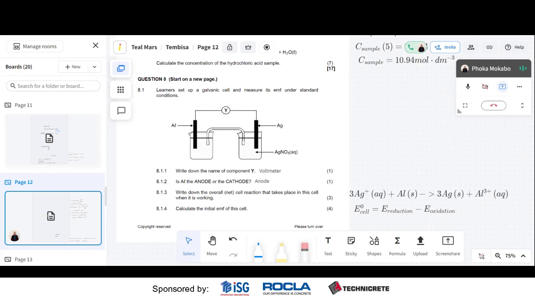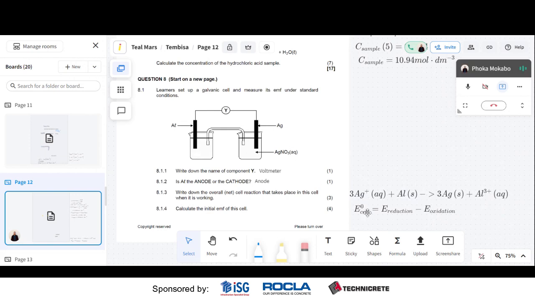And the reason why we say aluminium is the anode is because if you look at this, aluminium loses electrons to form its ionic form. Okay, and loss is oxidation, and oxidation happens at the anode in a galvanic cell. So aluminium is the anode because of that, which makes silver the cathode because it gains electrons and is reduced.